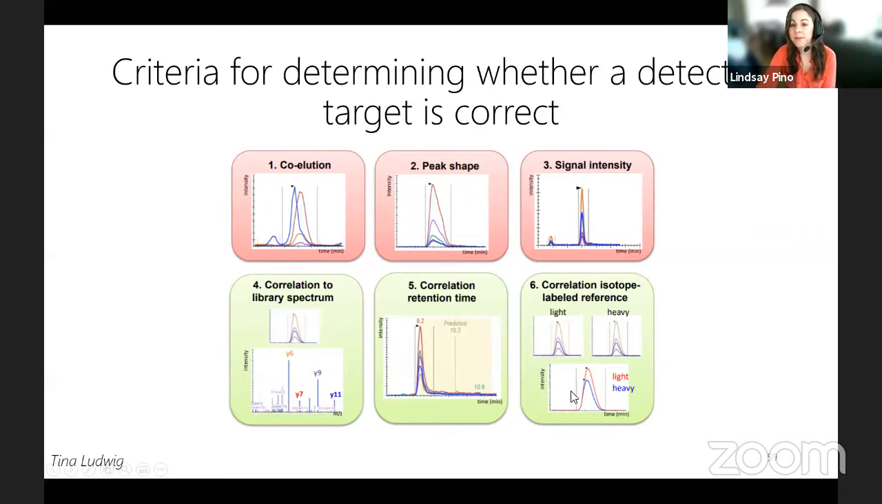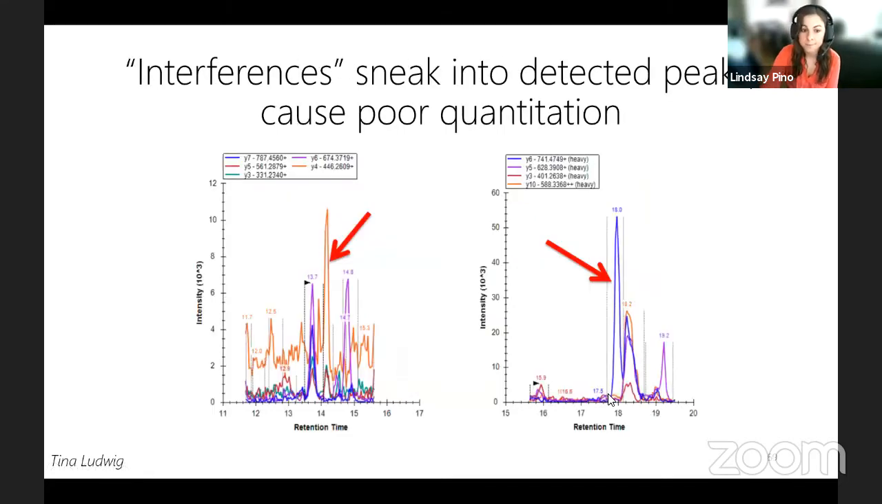And then finally, if you have standards, heavy isotope labeled standards that you can spike into your sample, the light and the heavy isotope should perfectly coelute in retention time. That can help you decide that a particular peak is correct or not.